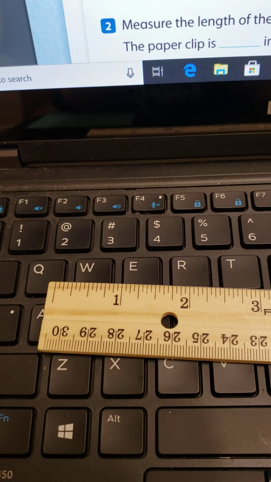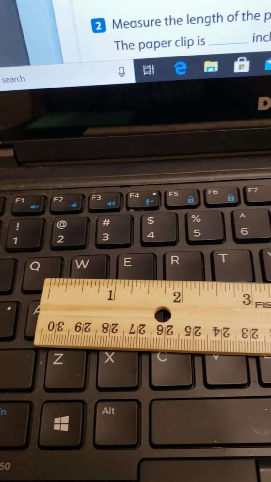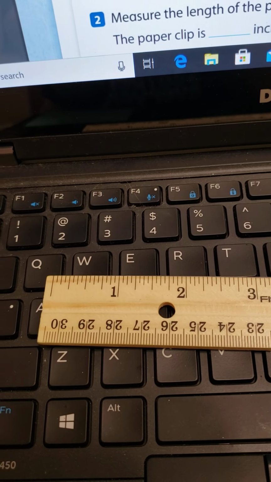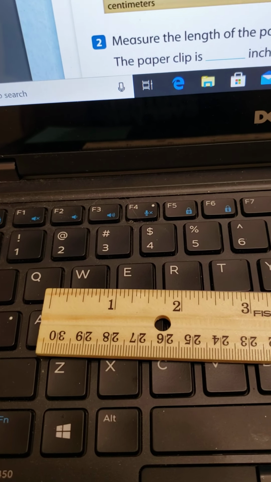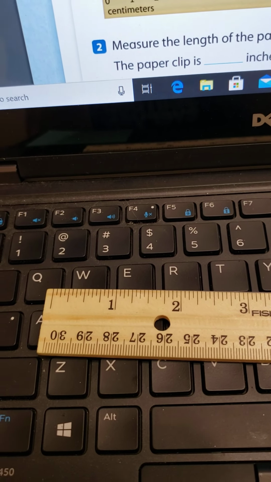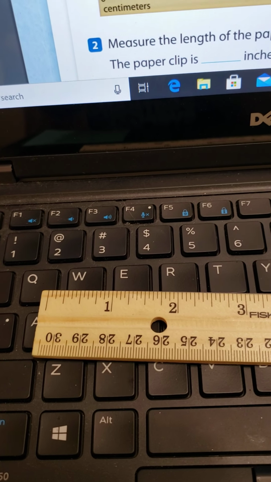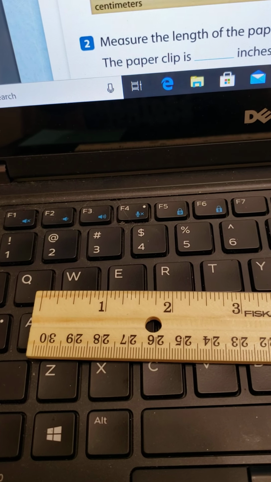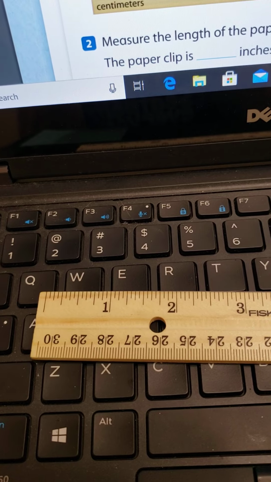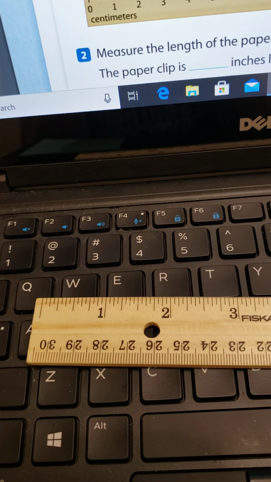Do you remember what we compared 1 inch to? Remember, we said that there is a coin that's about the size of how long an inch is. Do you remember what it is? If you said quarter, you are correct.